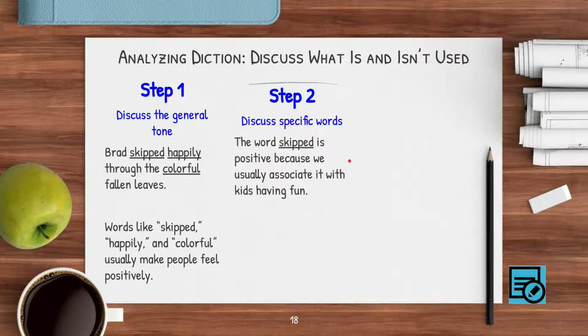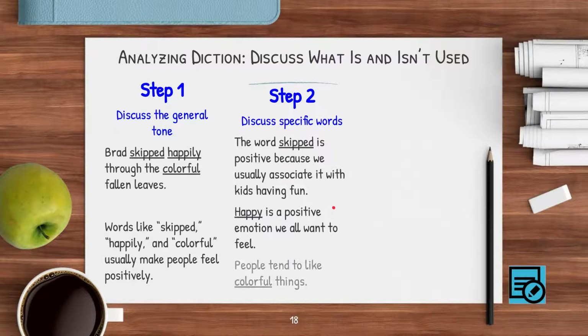So the word skipped is positive because we usually associate it with kids having fun, right? That's an act that kids do. Happy is a positive emotion that we all want to feel whenever possible. And people tend to like colorful things rather than things that are not colorful.